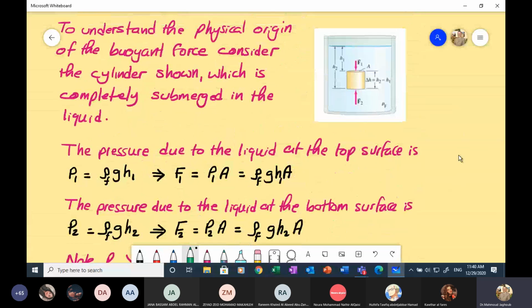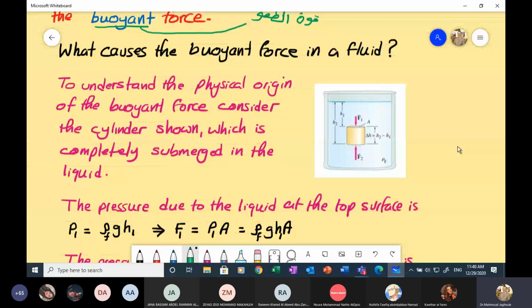And what do we mean by displaced fluid? Displaced fluid means السائل المزاح. What do we mean by that? Imagine this cylinder was not in the water, it was outside. Maybe the water level will be up to this level here. Now, when you put that cylinder inside the liquid, and all the cylinder is inside the liquid, what happens to the level of the liquid? Does it go up or go down? Up. Why? Because this cylinder displaced a volume of fluid equal to the volume of the cylinder.